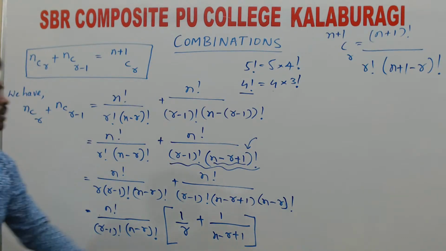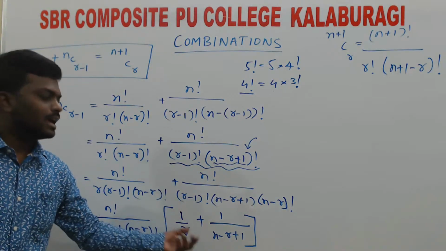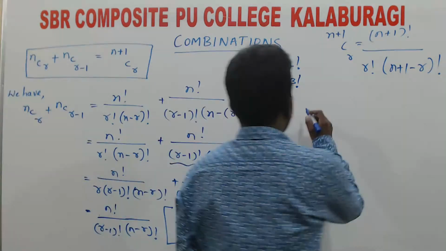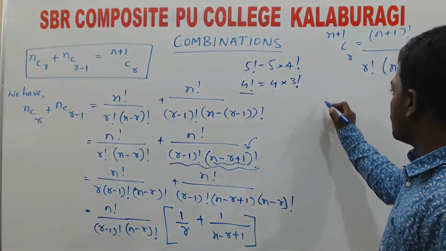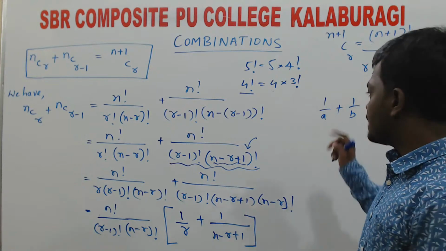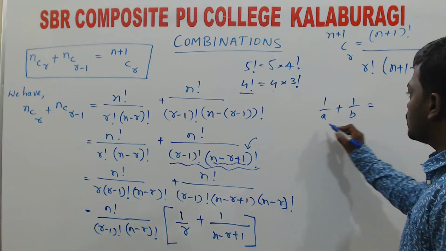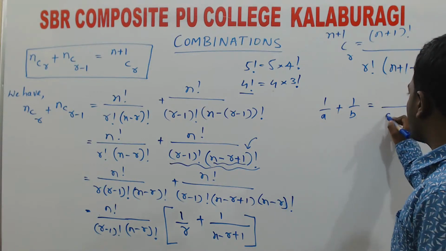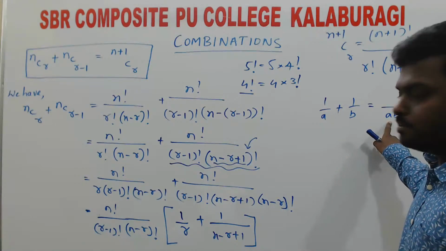Is that clear? So now this is a fraction. Fractions means use LCM. By using the help of LCM, you can simplify this further. So let's suppose we have 1 by a plus 1 by b. So what will be the LCM of these? It will be the product of the denominators, right? So the LCM is nothing but ab.